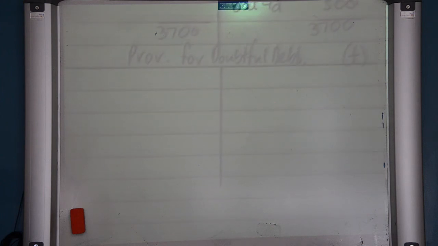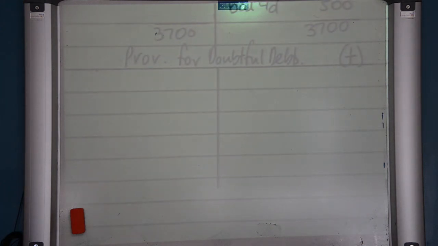Alright, so let's now have a look at something called a provision for doubtful debts. Your provision for doubtful debts is a really cool T account. It represents the debtors that may not pay us. It's really important that you remember that. And actually, this account is pretty cool because it remains the same all the time.